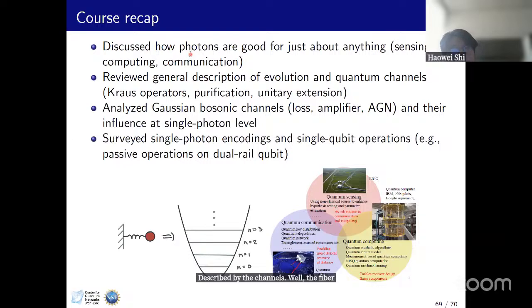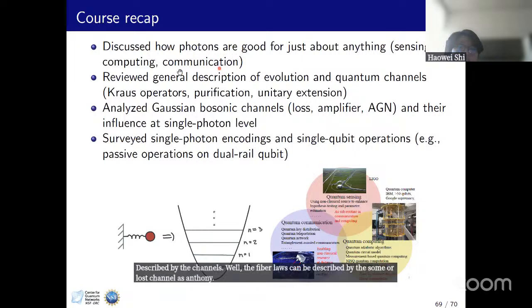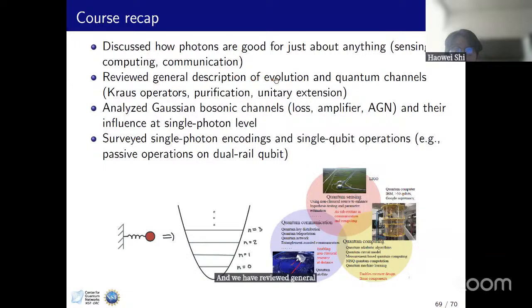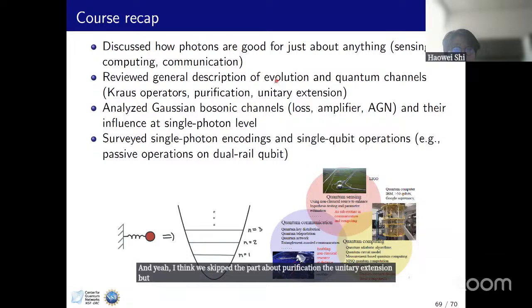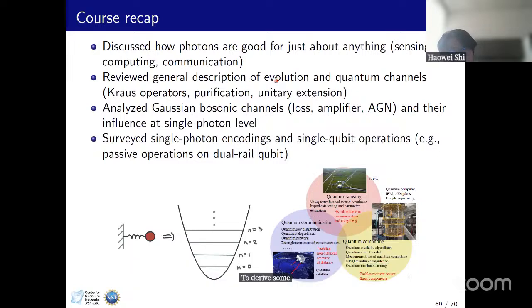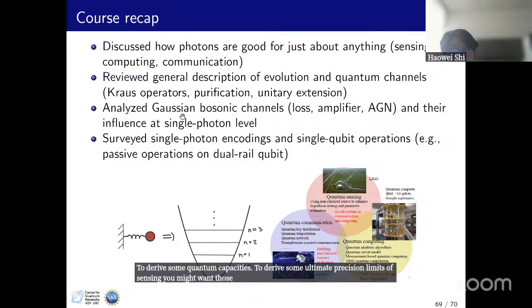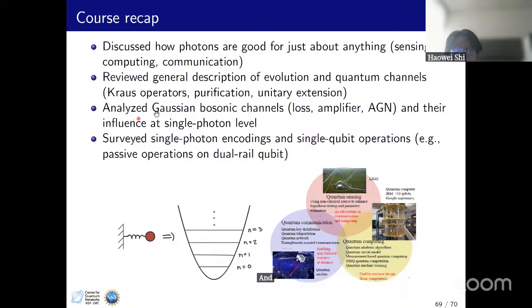Well, the fiber loss can be described by the thermal loss channel, as Anthony mentioned. And we have reviewed general descriptions of evolution and quantum channels. The quantum channel can be represented by Kraus operators. And I think we skipped the part about purification, the unitary extension, but they are important tools if you want to do theories, to derive some quantum capacities, to derive some ultimate precision limits of sensing. You might want those tools, purification and unitary extensions. And we also analyzed the Gaussian bosonic channels, including loss, amplifiers and additive Gaussian noise, AGN, and their influence at the single photon level.